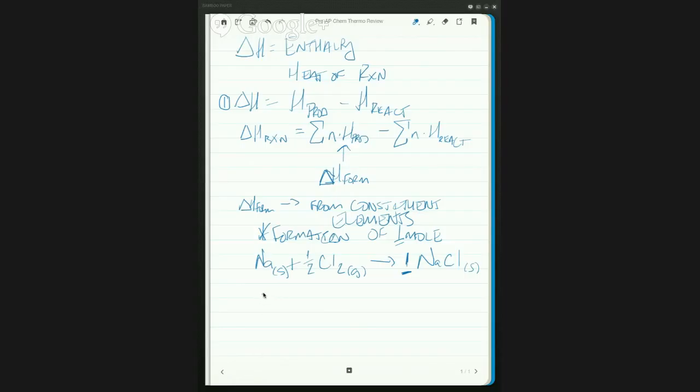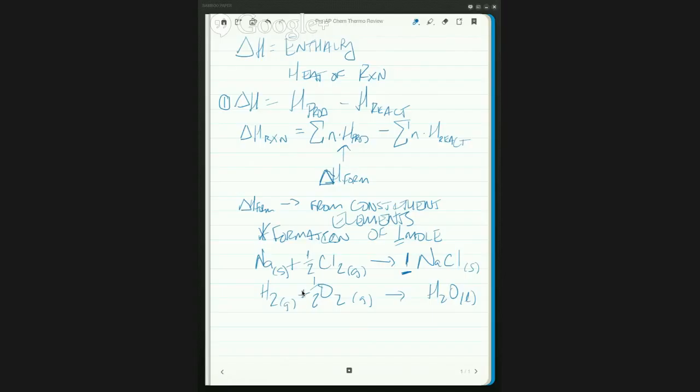The same thing could be said for if you did H2 plus O2, and let's say these are both gases. And maybe we're making H2O as a liquid, okay? And if you do that, you want only 1 mole of that, so you're probably gonna do 1/2 in front of the O2 right there. You're making 1 mole, okay?